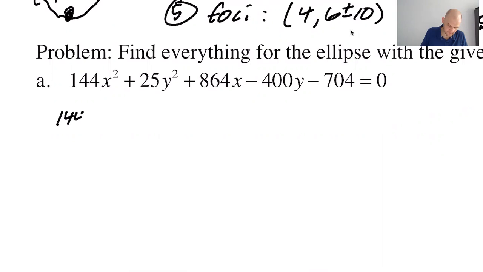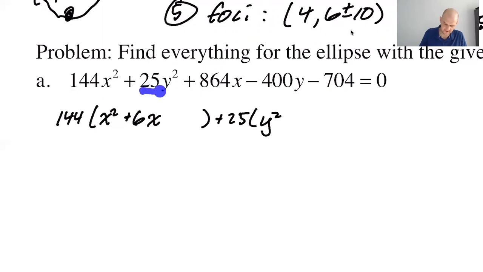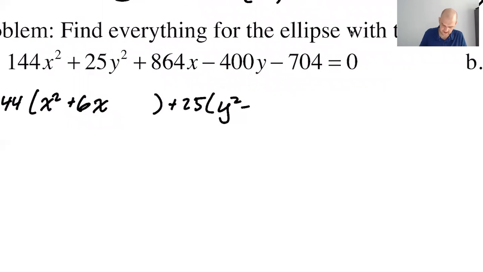So 144 x squared. How many times do I think 144 goes into 864? I'm thinking 6. So like 600 and then 240 and then 24. Yeah, so I'm thinking 6 plus 6x. Leave a gap. Plus 25. How many times do I think that 25 goes into 400? That seems like one I should actually know, so minus 16.